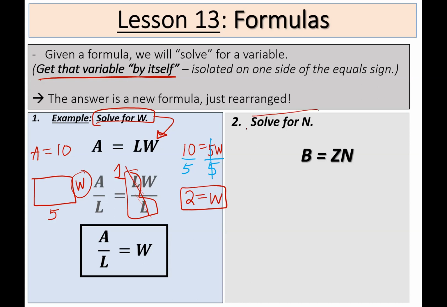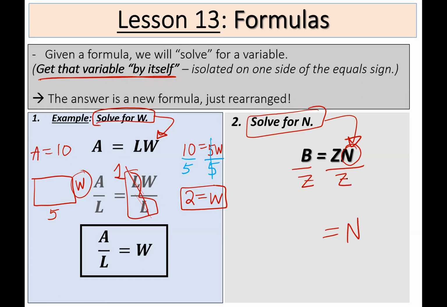So if we're solving for n, we're getting the n by itself. Maybe we even want to circle it just to kind of remind ourselves. That's what we're isolating by itself. So I want that n to be all alone when this is done. So what we need to cancel out here is the z. So we will divide both sides of the equation by z.